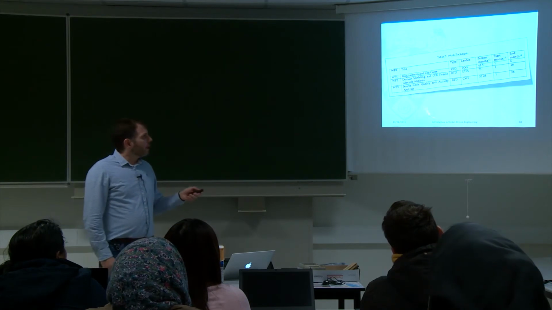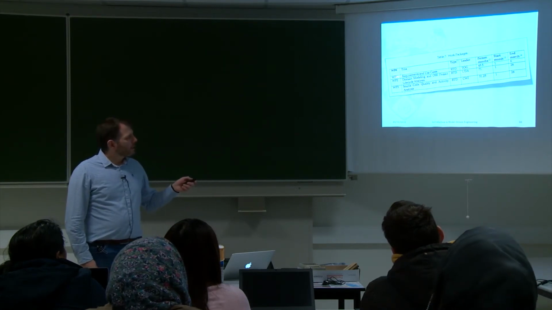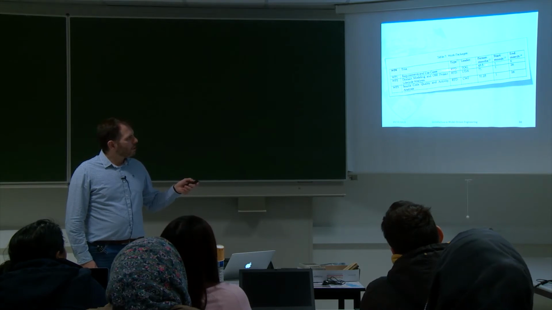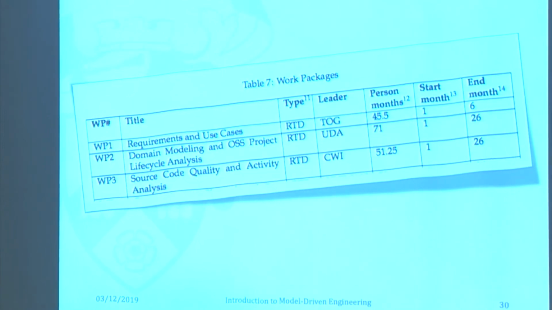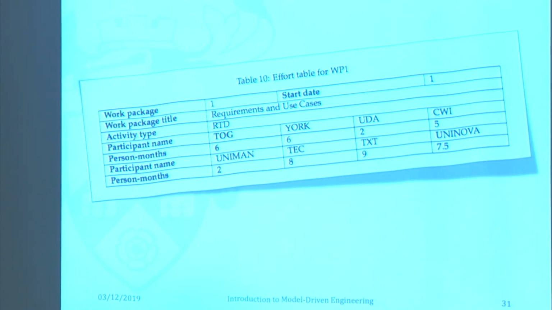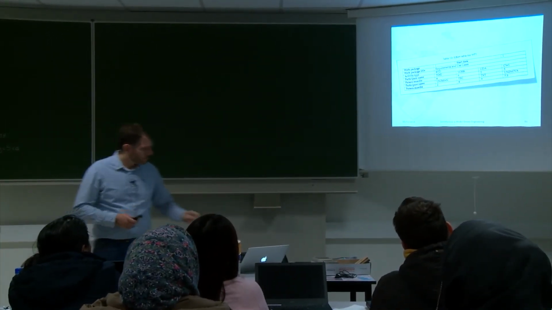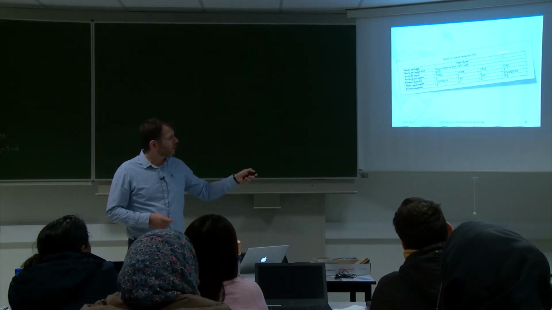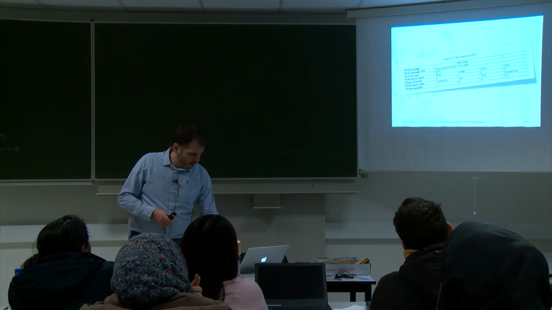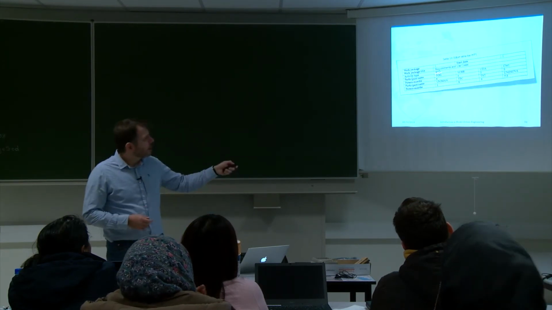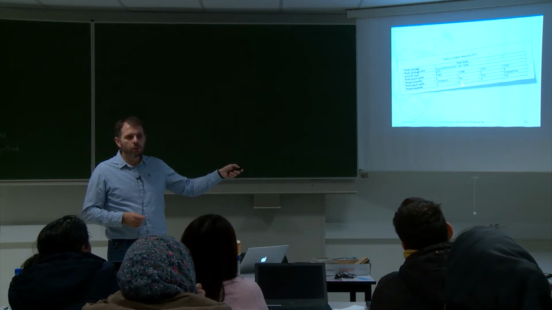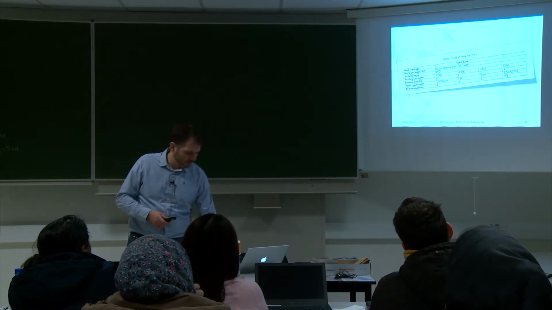We also need to put another table in there that summarizes the effort that goes into every work package, who is leading that work package, and when it starts and when it ends. Now, for every work package, we have to have a more detailed table that says how much effort every partner in the work package is going to spend working on it, and what the start date of the work package is. Also here, if you notice, TOG is highlighted using bold font, which means that they lead this work package.